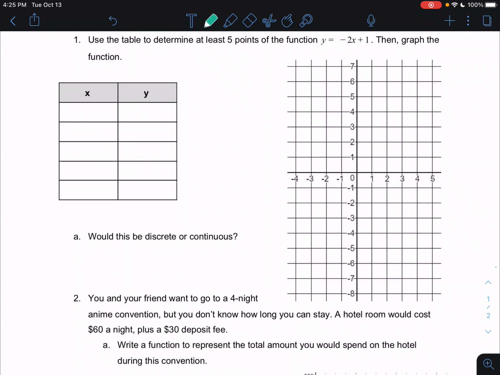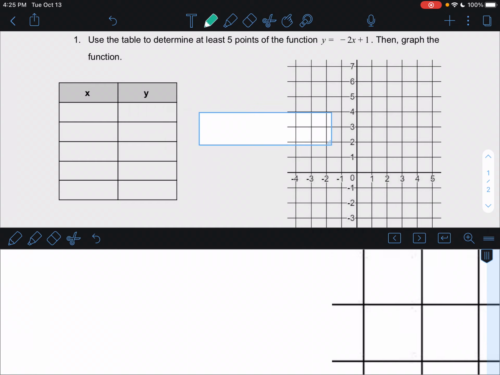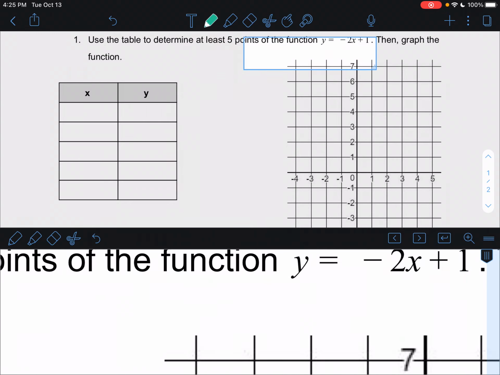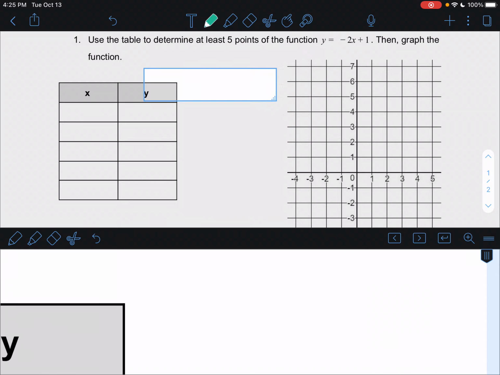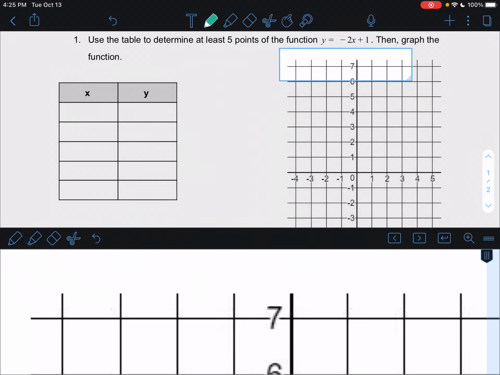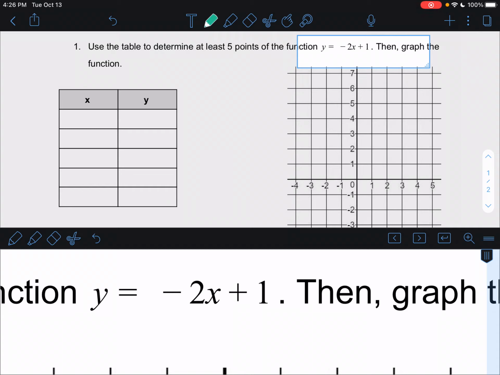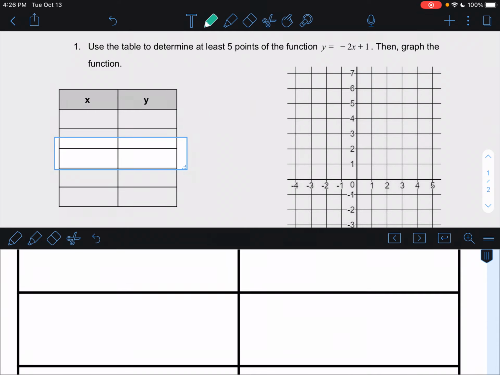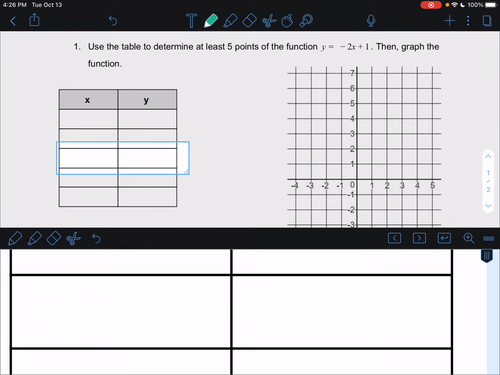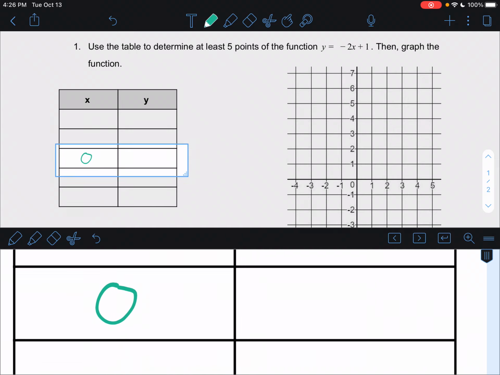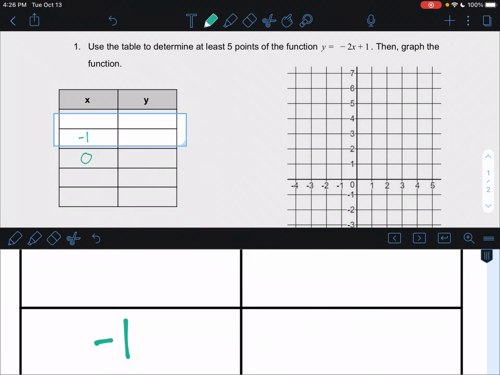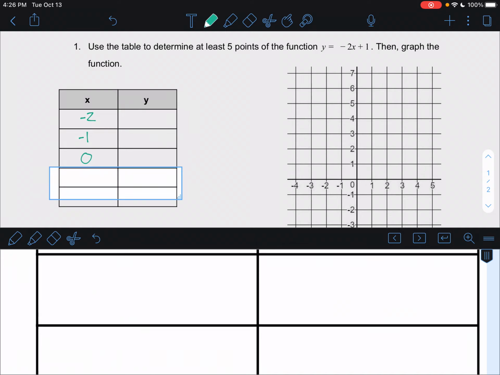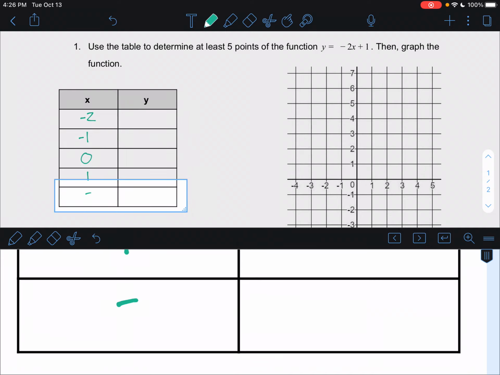Okay, so for this first one, it says use the table to determine at least 5 points on the function y equals negative 2x plus 1. Then graph the function. So when it lets us decide our own x values, our own inputs, our own domain, we just want to put like 0 in the middle of our table. And from 0, we're going to be going down to negative 1 and negative 2, and then up to 1 and 2.